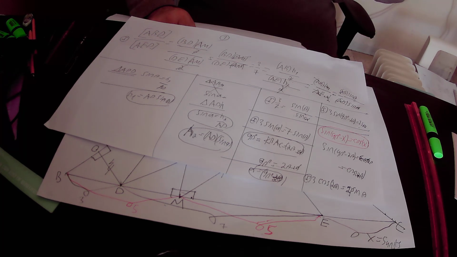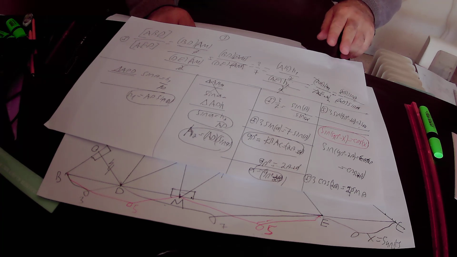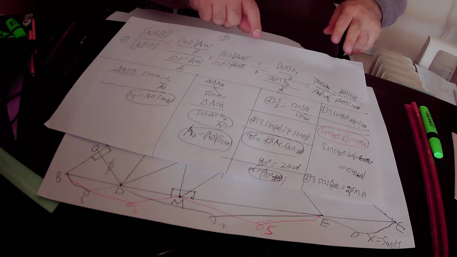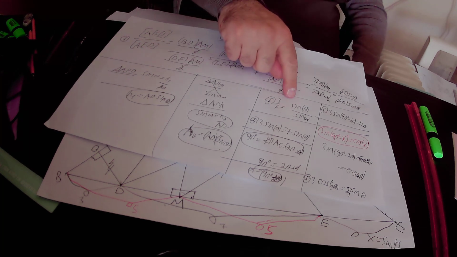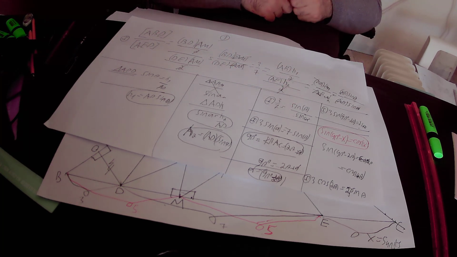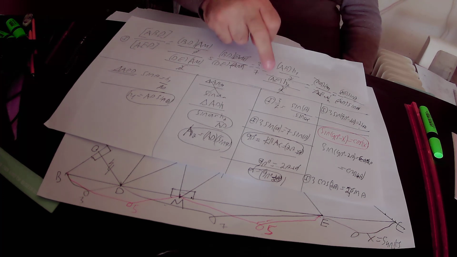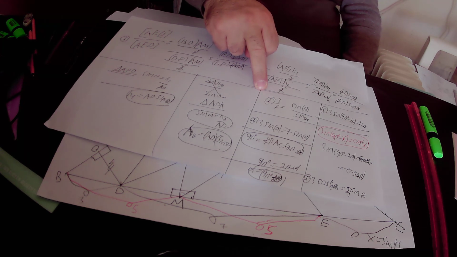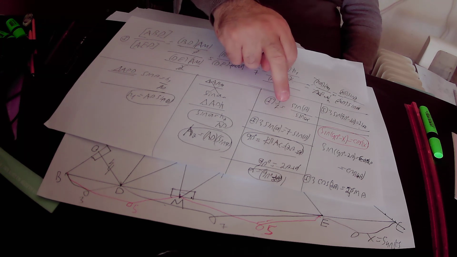Again, according to equation number 1, 3 over 7 is equal to sine theta over sine alpha. That's what is left after we cancelled all the other variables. Here we multiplied equation number 1 and found that 3 times sine alpha equals 7 times sine theta.